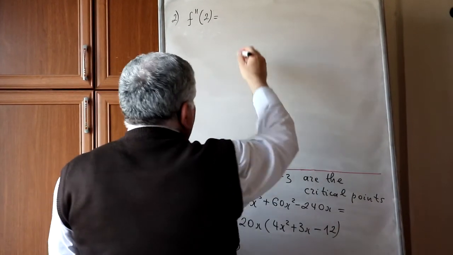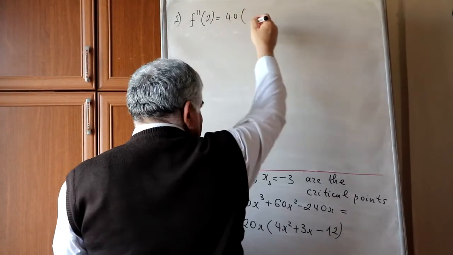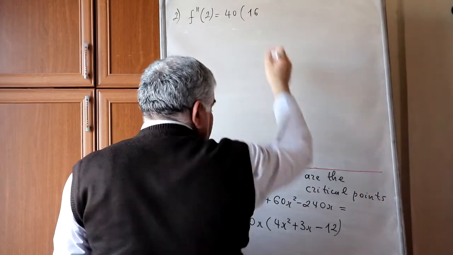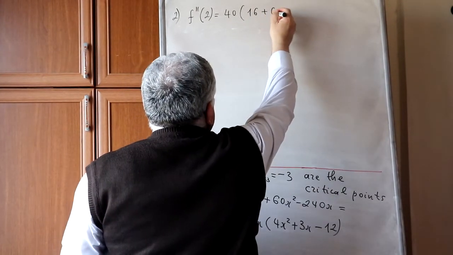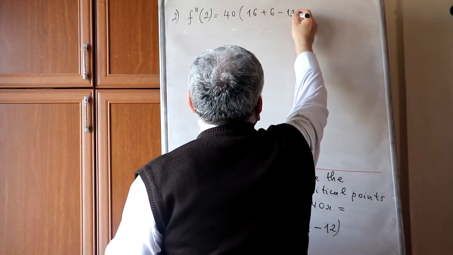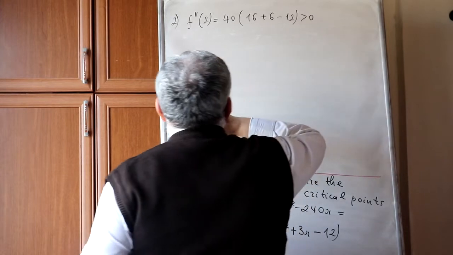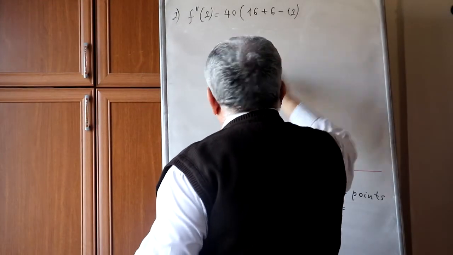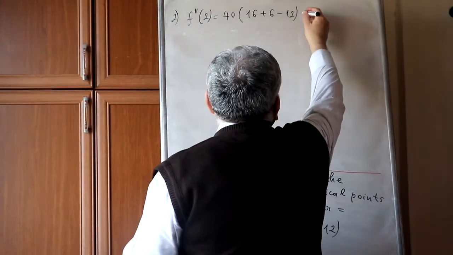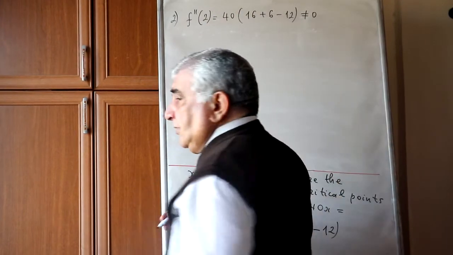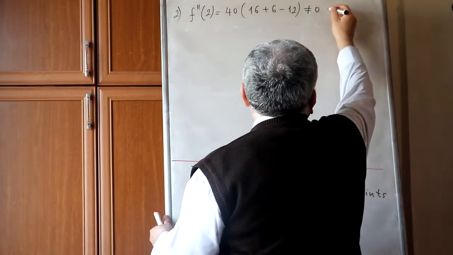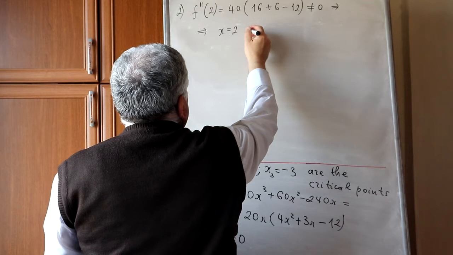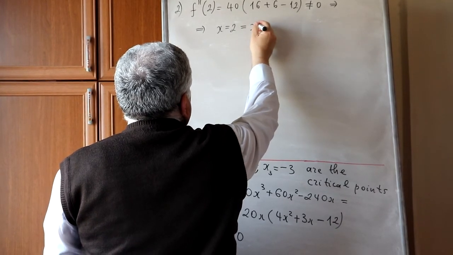It is 40 multiplied by 16 plus 6 minus 12. It is positive, it is greater than 0. It isn't equal to 0. It means, what does it mean? It means the point 2 is an extreme point. X is 2, is an extreme point.